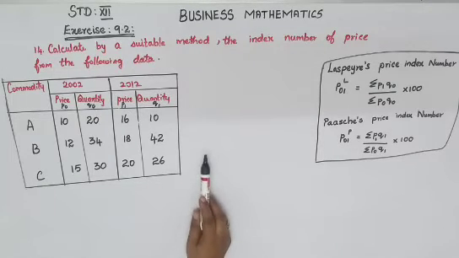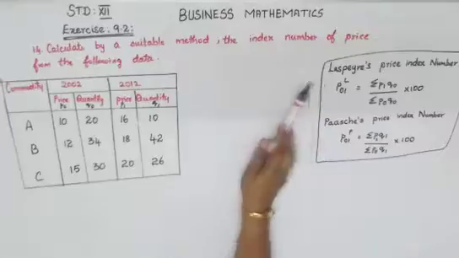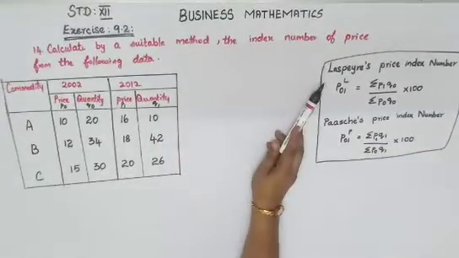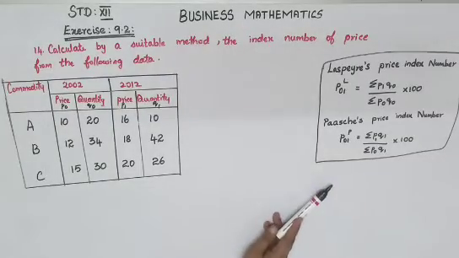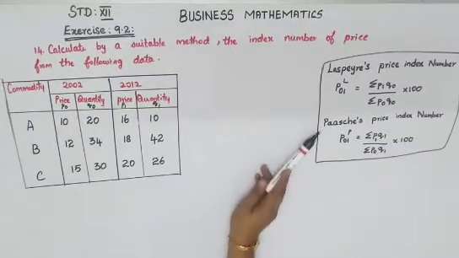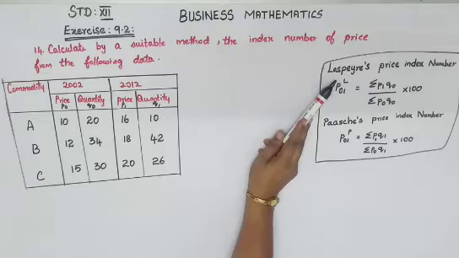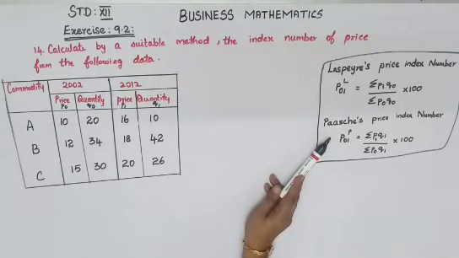Next, we have to find, since they have asked for a suitable method, we can find using only two methods. Three methods are there: Laspeyres, Paasche, and one more, Fisher. Here these two methods are enough. So you have to find Laspeyres' method and Paasche's method.